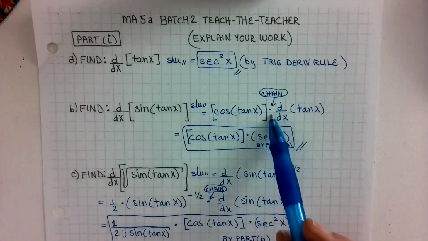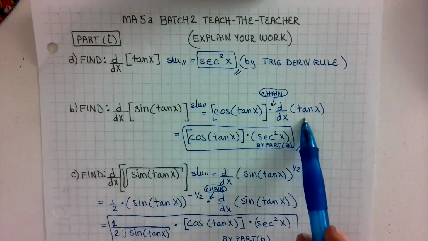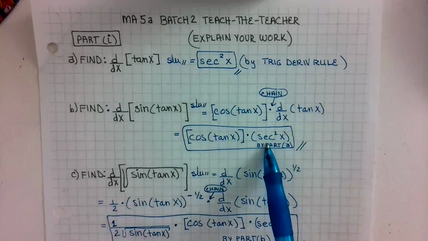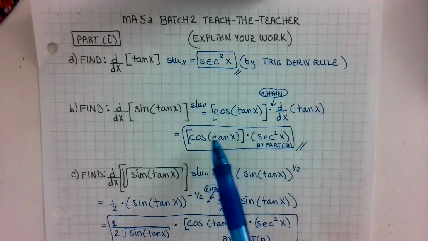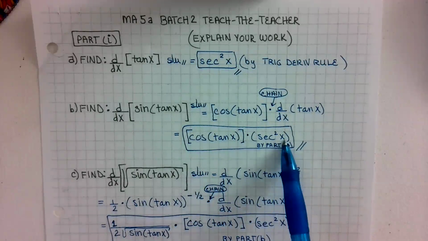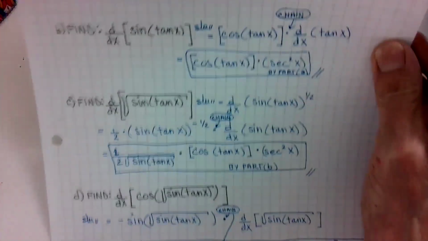And then we have to hit it with the chain rule with the derivative of the inner function tan x, right there. But this is exactly what we did in part A. So I just take the answer from part A, put it here with the multiplication, and I have the cosine of the tan x times the secant squared of x. Okay, that's pretty easy because it relied on the first part. We're going to keep doing that kind of thing.